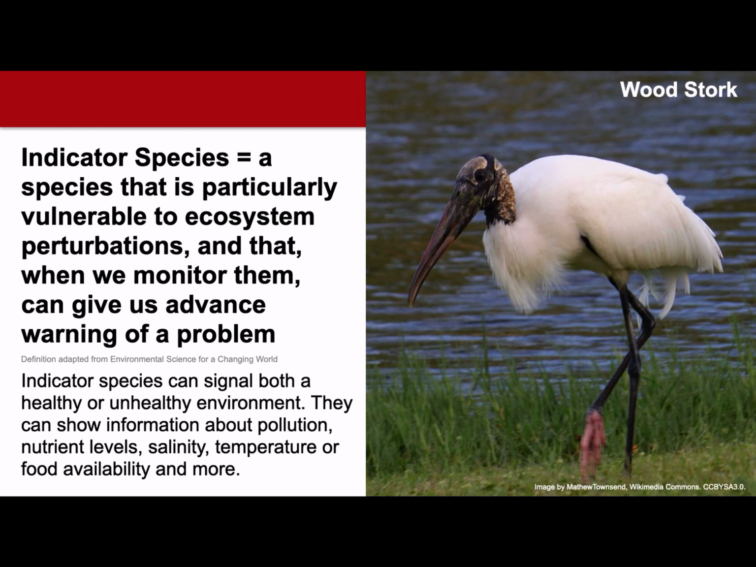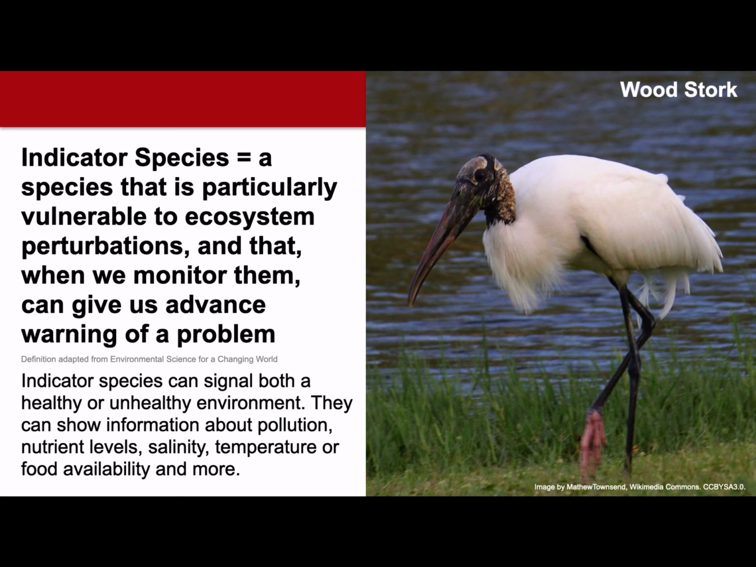Indicator species act as signals of both healthy and unhealthy environments, and there are many threats that an indicator species can detect. When ecologists evaluate the restoration efforts of an ecosystem or evaluate an ecosystem's overall health, they often study the indicator species to determine the health status of the system as a whole.